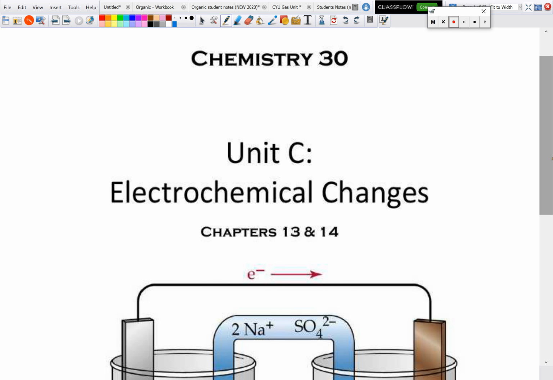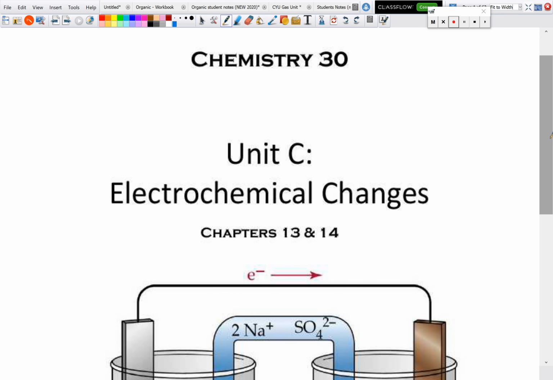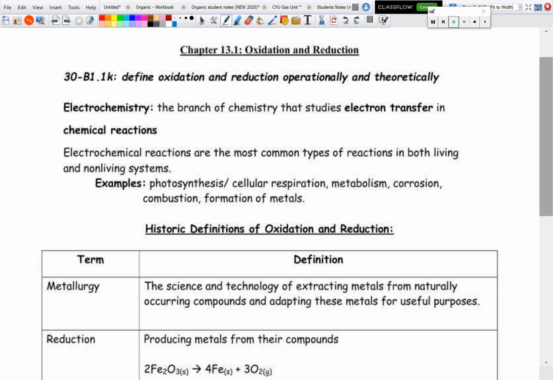Welcome back, and today we are starting our first lesson on electrochemical changes, or electrochemistry. So this is our third unit, right after our organic. First of all, for electrochemistry, we are going to do some definitions, of course, getting used to a whole new set of things now. So first thing, we are going to look at oxidation and reduction. So we're going to define oxidation and reduction.